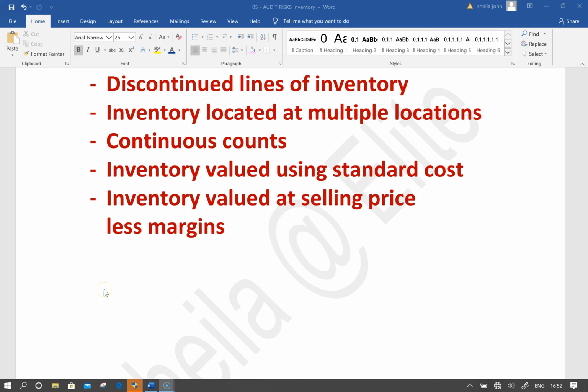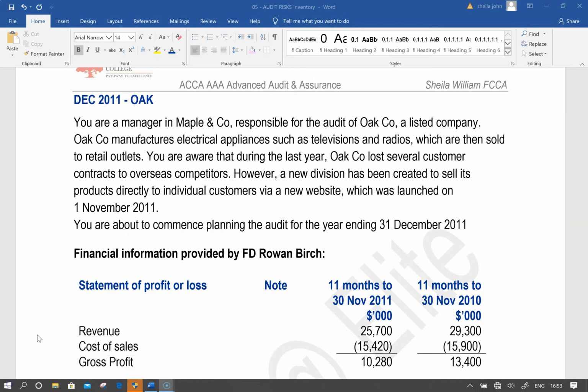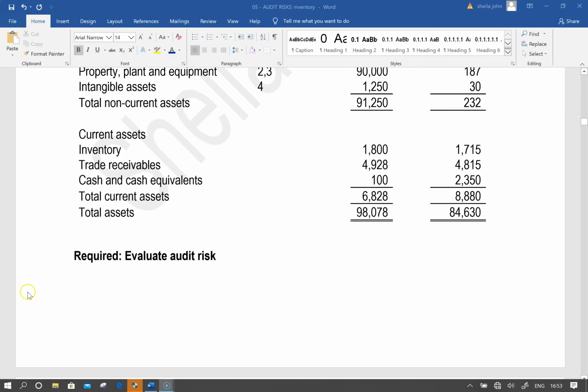So what we're going to do now is have a look at some AAA past year questions and see how we can answer them. We're going to start off with a question called Oak. You may have already done this question before. It's a brilliant question. It's got some analytical procedures inside here. And I've just given the excerpt of this question. It's not the full thing. Remember, what we're doing is we're just focusing on inventory.